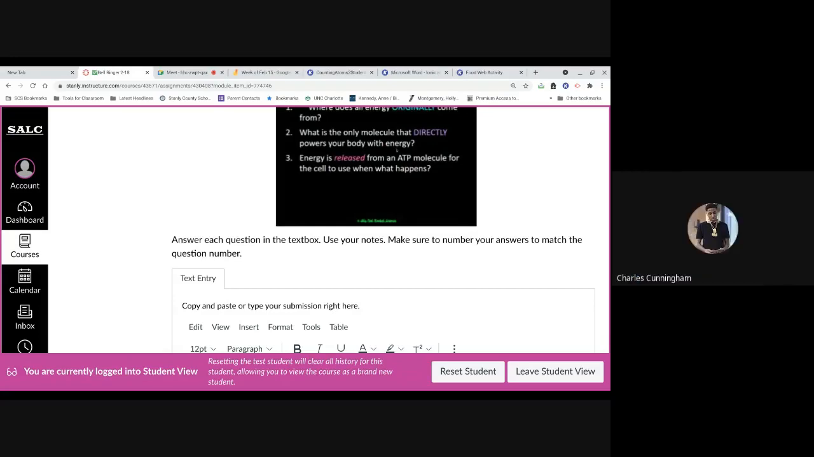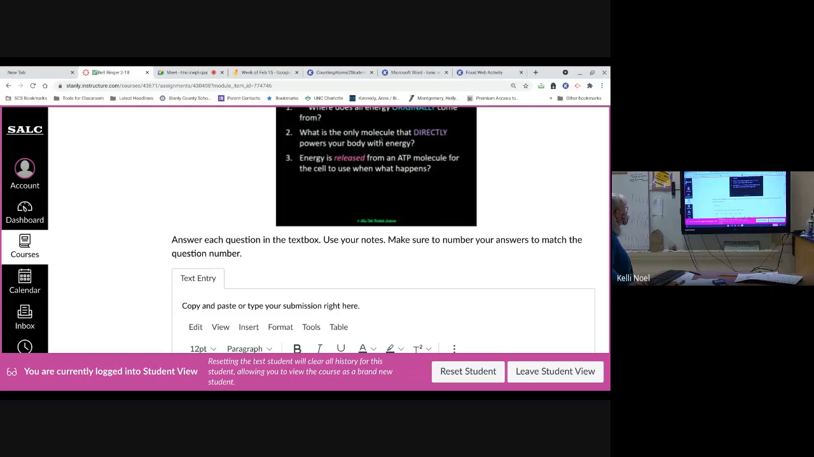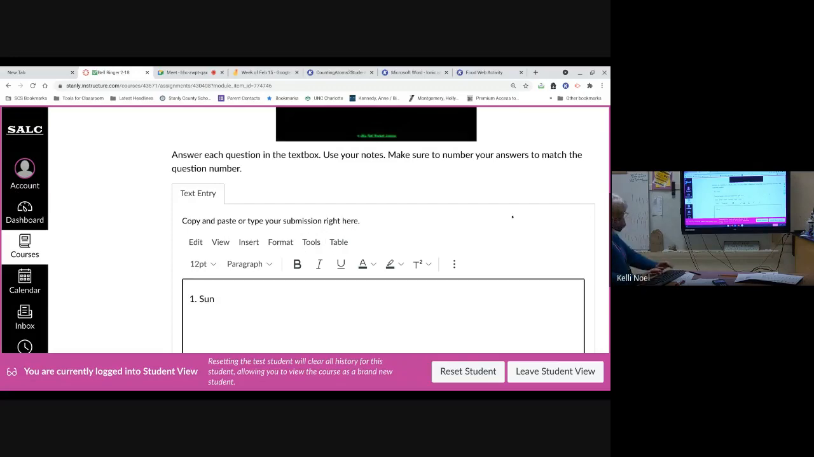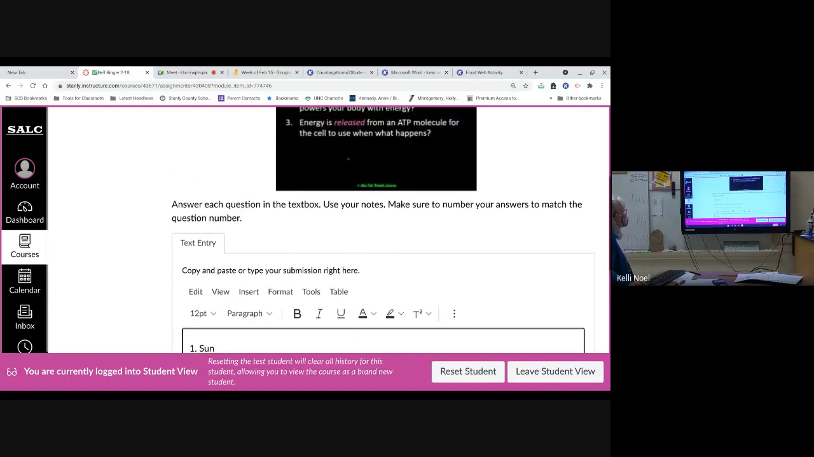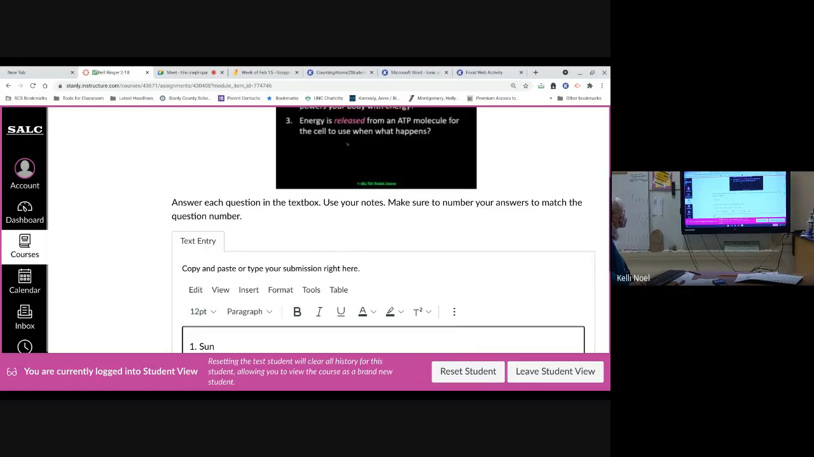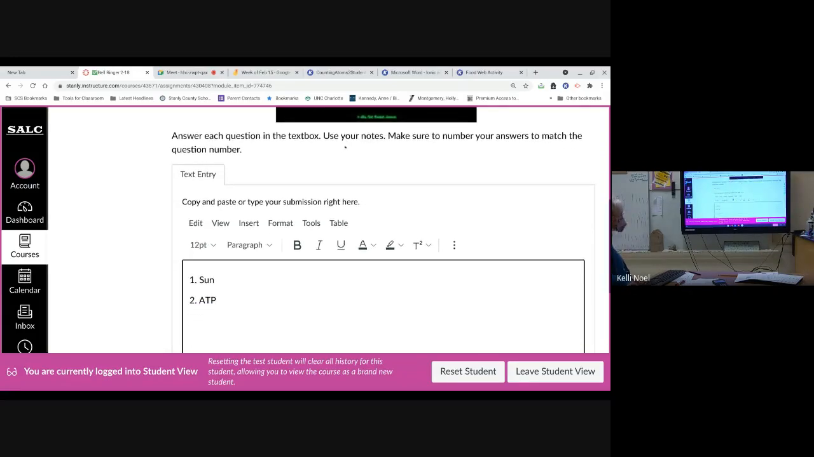Okay. Number 1 is sun. Number 2, what is the only molecule that directly powers your body with energy? And that's the molecule we talked about yesterday. It has 3 letters for its initials. It's ATP. And then the energy is released from an ATP molecule for a cell to use when what happens? So from yesterday, that would be when the bond breaks between the second and third phosphate.